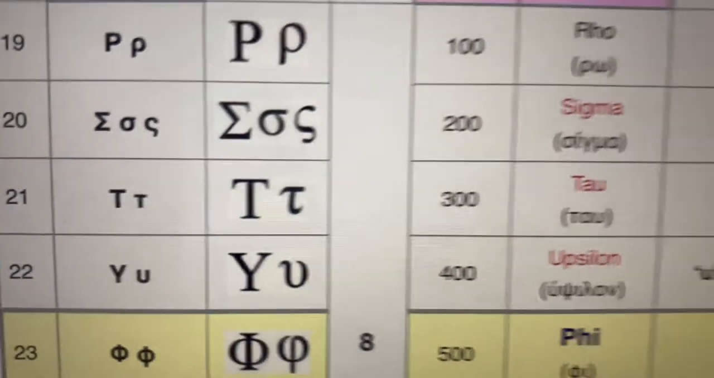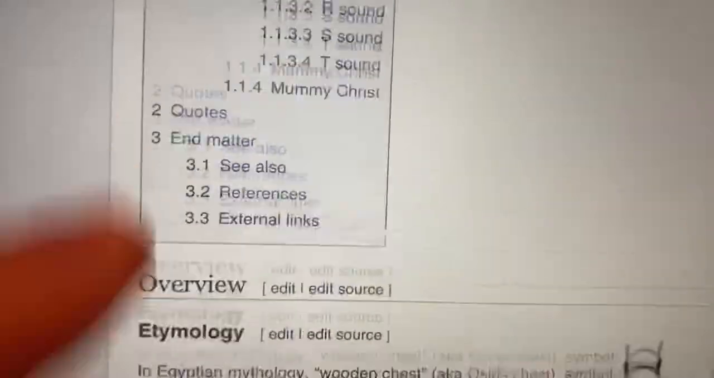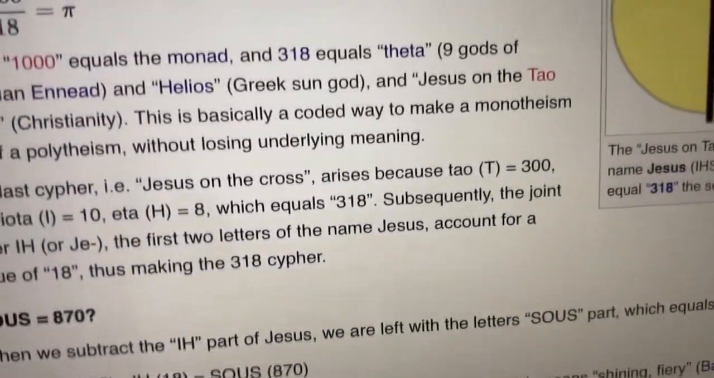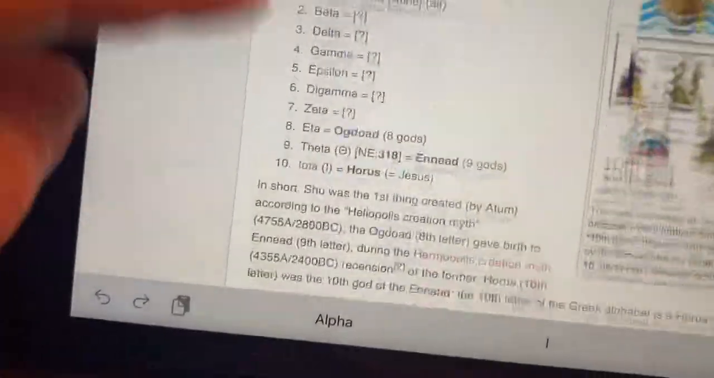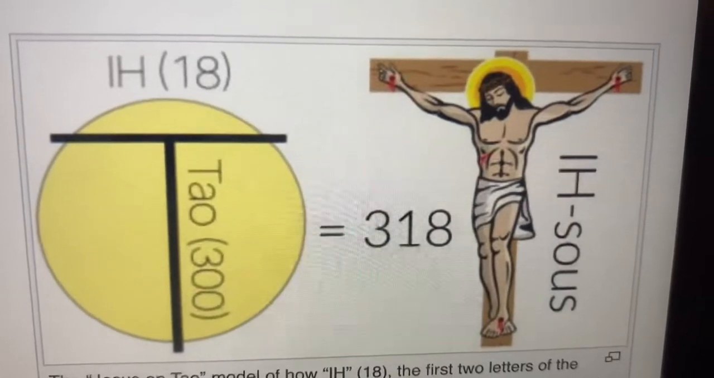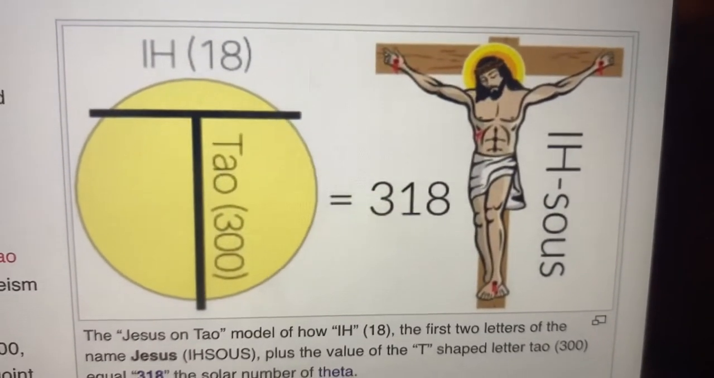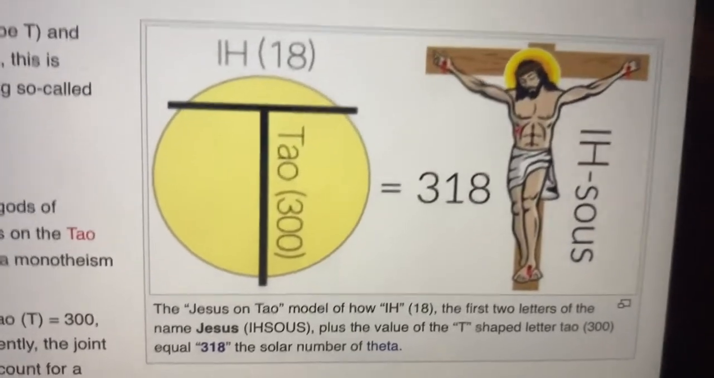Supposedly, the T symbol is going to be explained by this number 300. And we've worked out that a little bit in terms of the Jesus Tau cross here, and that IH equals 18, Tau equals 300, added together equals 318, which is the isopsephic cipher for theta, and also the Greek word for helios. So supposedly the T is bound up in this Greek cipher, which is not fully worked out.